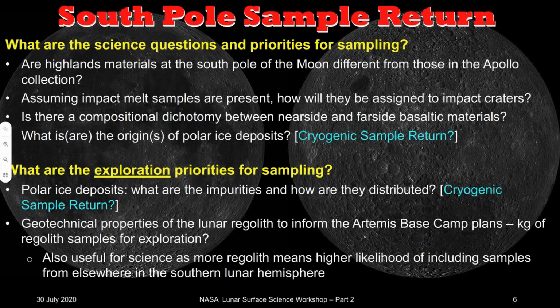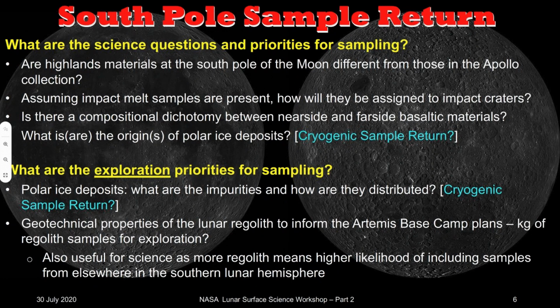Is there a compositional dichotomy between near side and far side basaltic materials? And then, what are the origins of the polar ice deposits? And again, cryogenic sample return. I put a question mark there because we'll get onto that in a little bit.